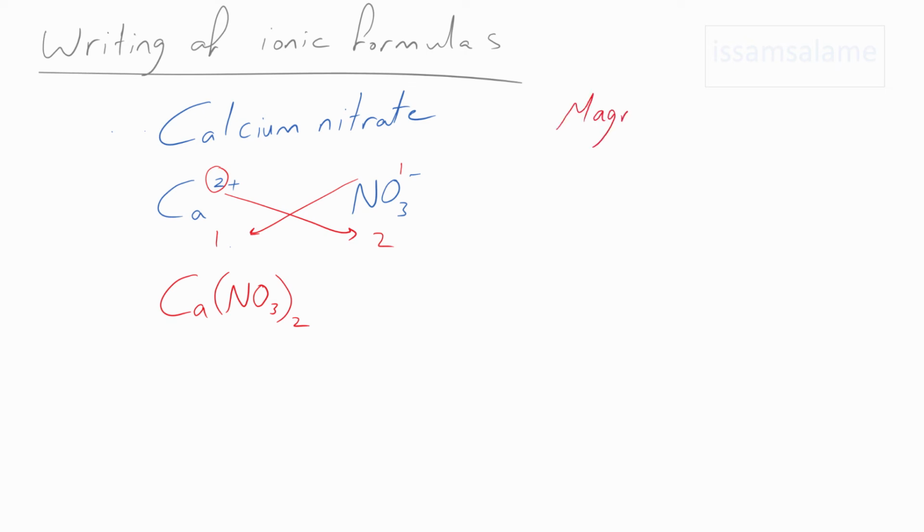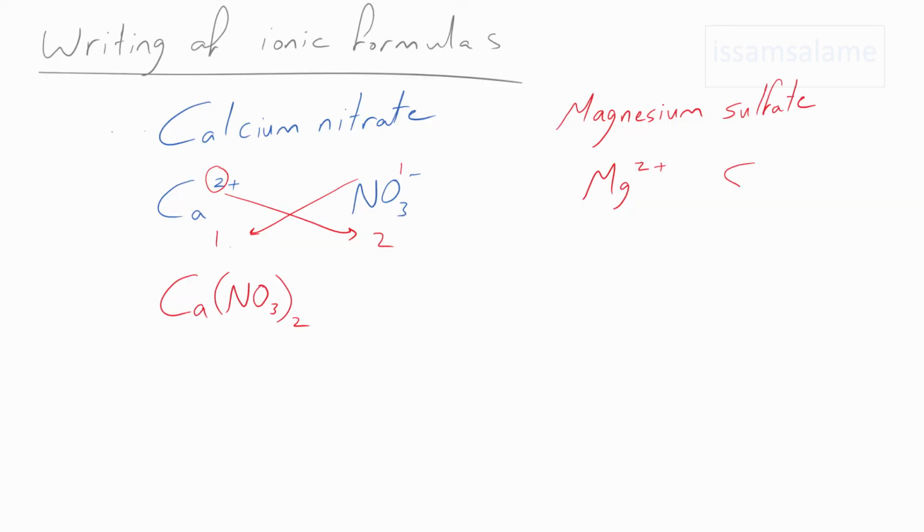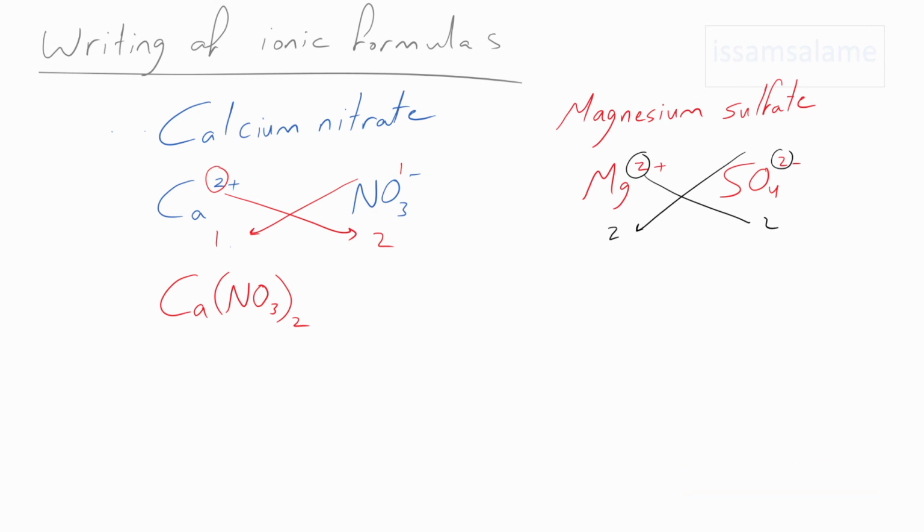Another example with polyatomic ion, magnesium sulfate. Magnesium is Mg2+, sulfate, we have to check the table of the polyatomic ions. It is SO4 2-. Then we write the two ions, we swap the charges without their signs. As we can see here, both charges are the same, so no need to multiply, and the formula is going to be MgSO4.